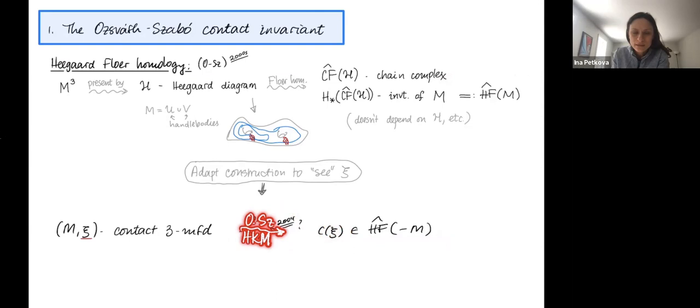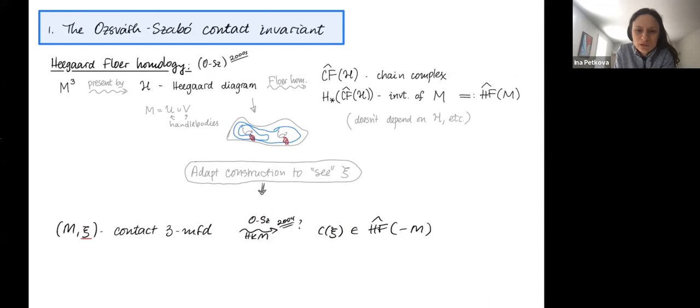The way they did it is, to me, a bit more technical and non-intuitive. Suppose you have a knot in your three manifold that you can think of as the binding of an open book, and it induces a filtration on the Heegaard Floer homology, and from there you get somehow this class.